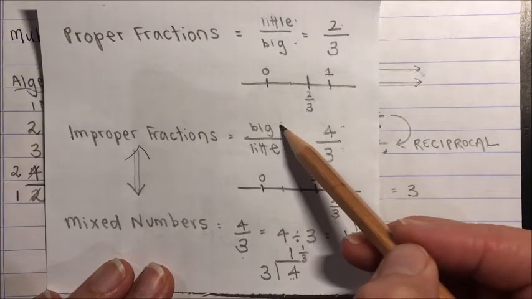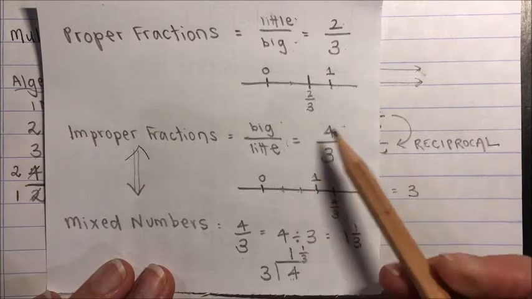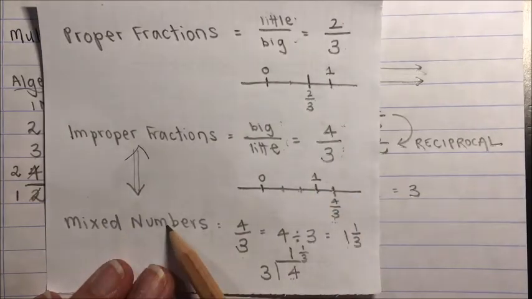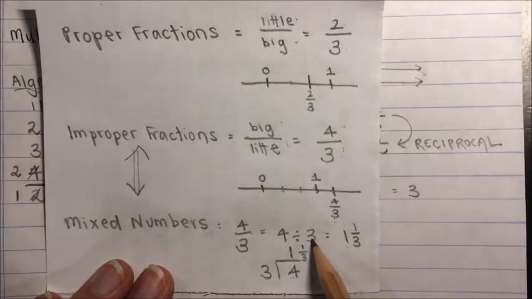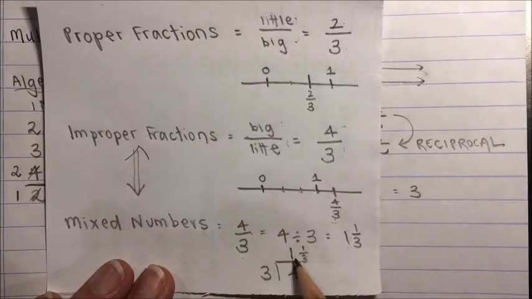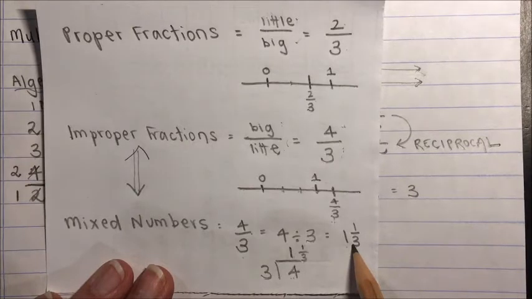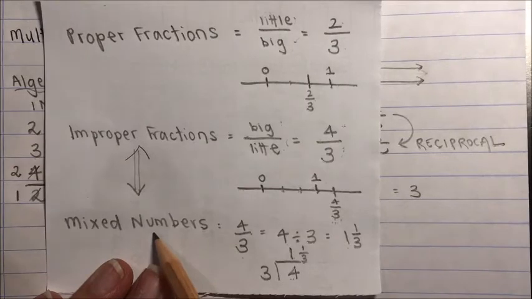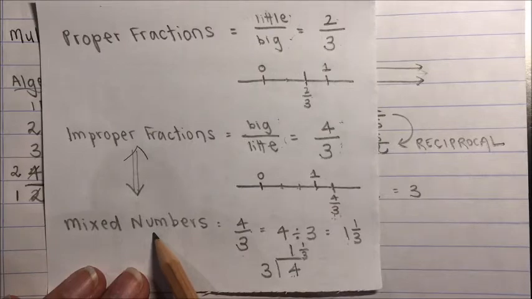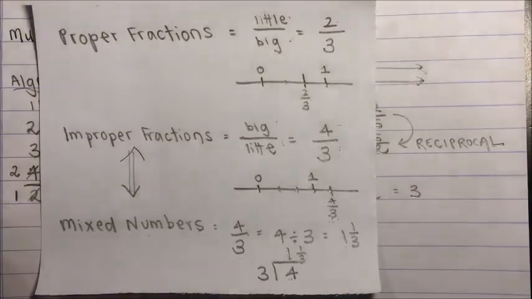Improper fractions, where my numerator is bigger than my denominator, something like 4/3. And we know that 4/3 can be expressed as a mixed number. Again, because 4 over 3, that overline there, means 4 divided by 3. So 3 into 4 goes once, remainder 1/3. So the mixed number 1 1/3 is the same as 4 over 3. So when we're working with mixed numbers, just like with addition and subtraction, we have to convert mixed numbers back into improper fractions to make them easier to deal with.